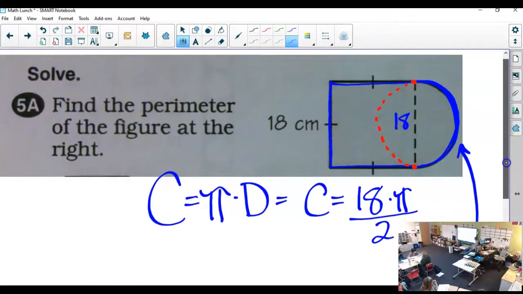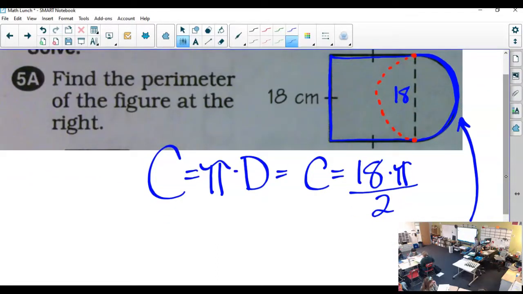And that will come out to be 28.26. Then we still need to add 18, 18, and 18 more. If you have more questions about this problem, you should probably come see me.